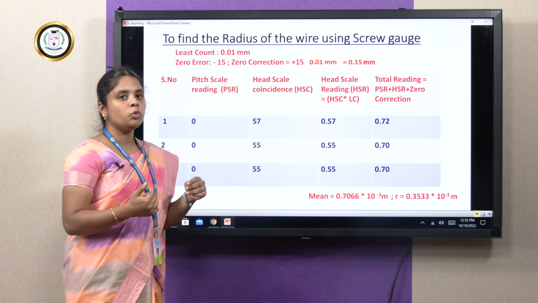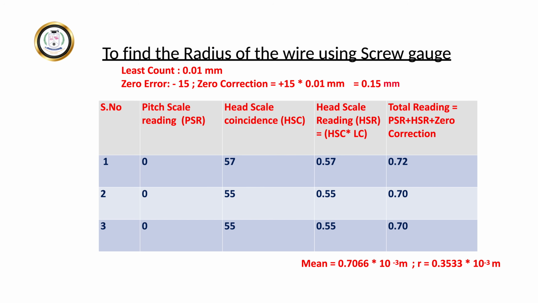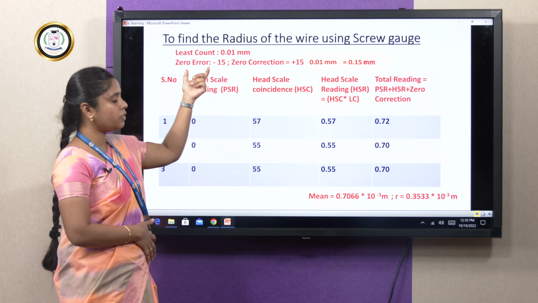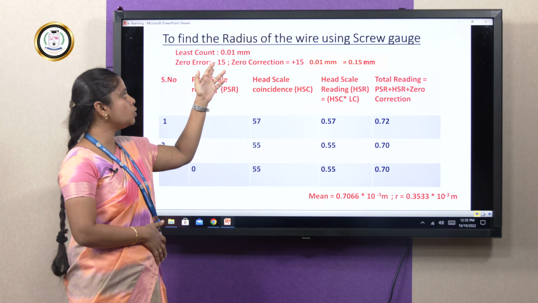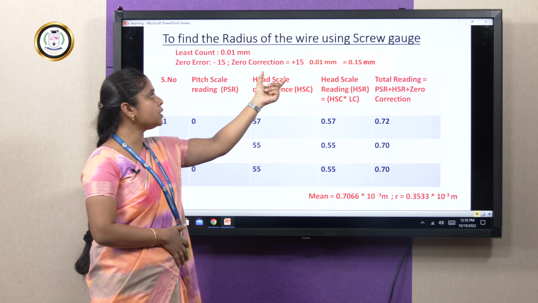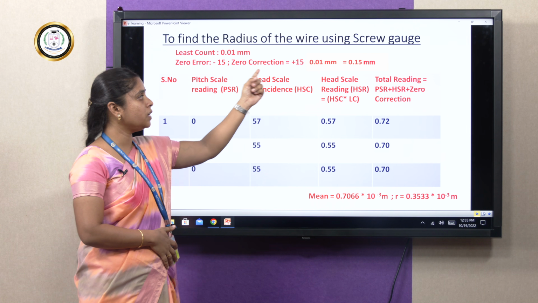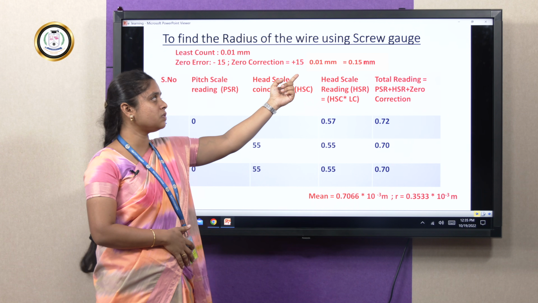As I showed in the demo video, we have seen how to measure the pitch scale reading and head scale coincidence. This table is used to find the radius of the wire using a screw gauge. So let us go for the zero error first. Let us assume our screw gauge shows a negative error of minus 15. Then what about zero correction? If the error is negative, change the correction to positive. So here it is minus 15, and for correction it is plus 15.